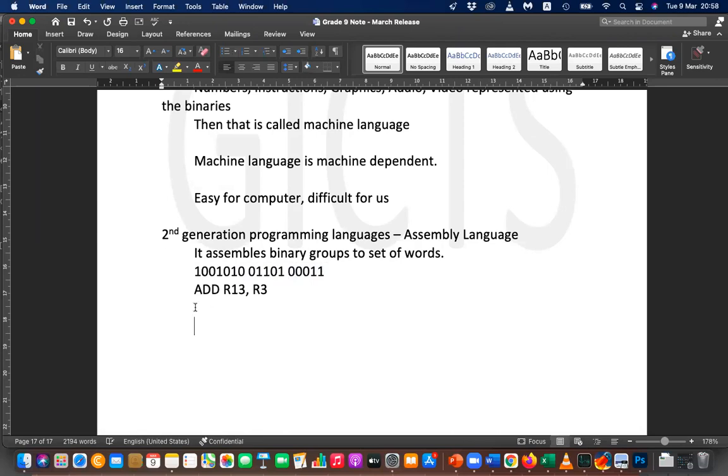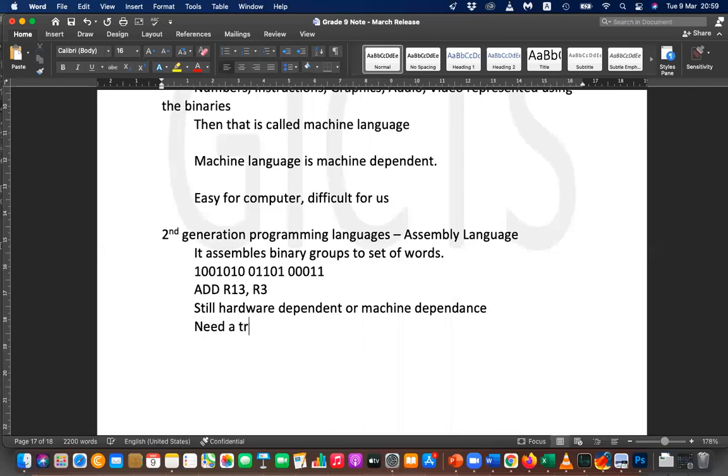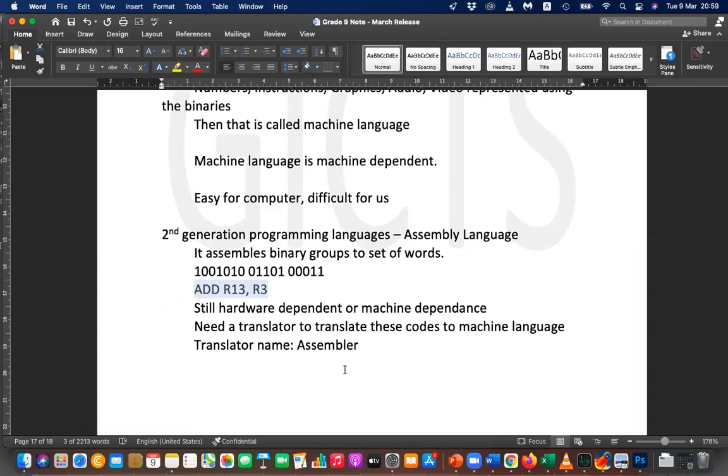But still you need hardware knowledge. Still hardware dependent or machine dependent. Need a translator to translate these codes to machine language. Translator name, assembler. That is the translator name. So machines cannot understand this directly because it is symbolic language or this phrase-based language. So it is required to have an assembler to translate this to machine understandable language.